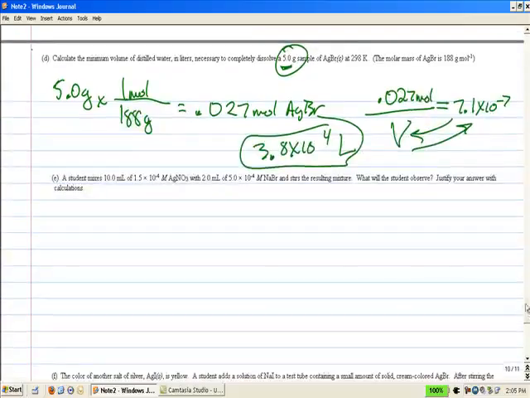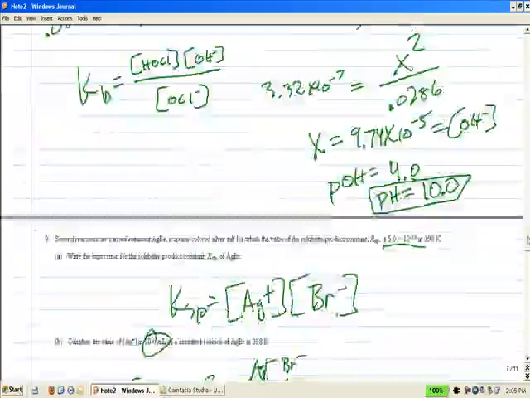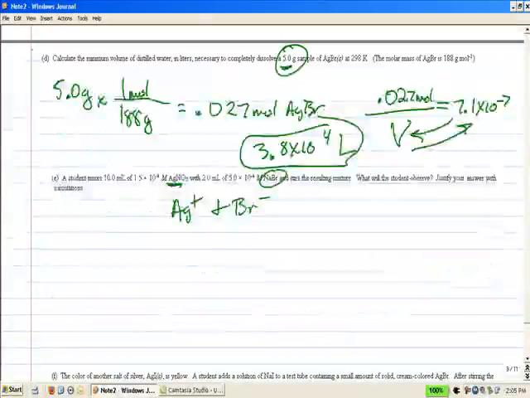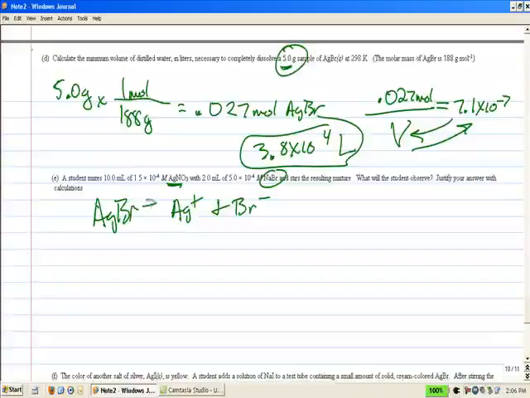Okay, and then part E says a student mixes 10 milliliters of 1.5 times 10 to the negative 4th molar AgNO3 and 2 milliliters of 5 times 10 to the negative 4th molar NaBr. What's the student going to observe? So it looks a little bit different, but really what you've got is the AgNO3, which is going to dissociate into Ag+. You've got the Br-, which takes us back to our original equation, which is just the dissociation of AgBr. So really, what they're asking us is, what will the student observe?